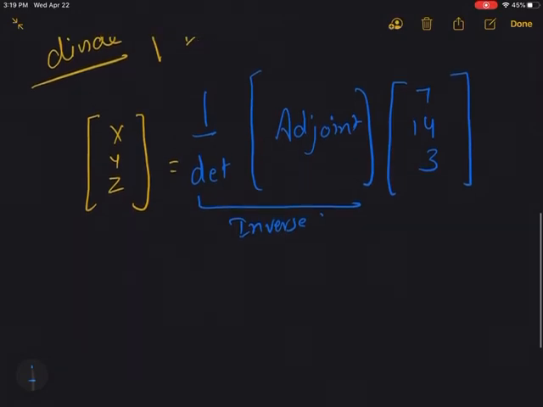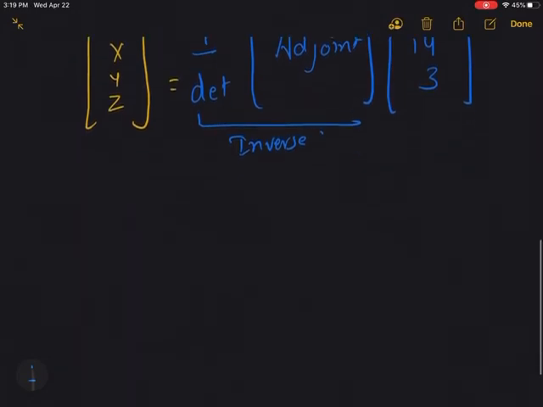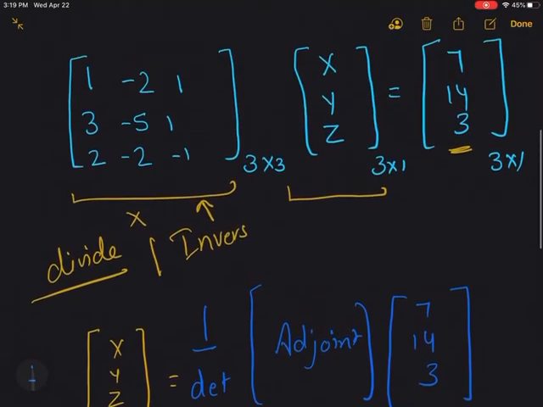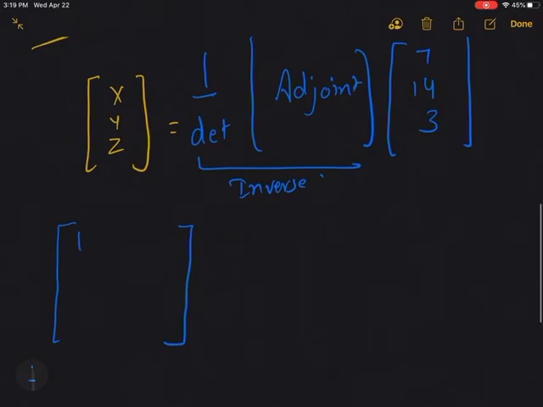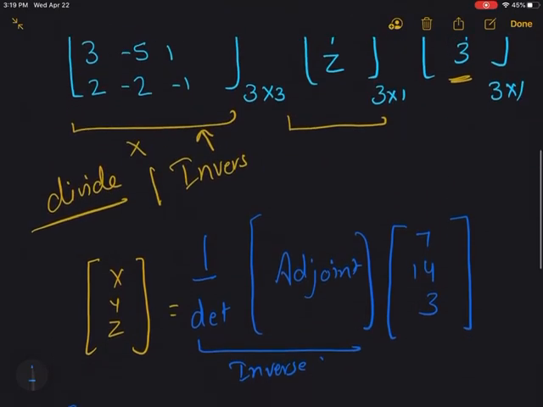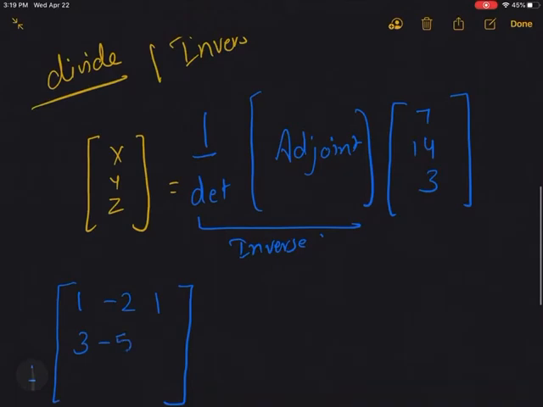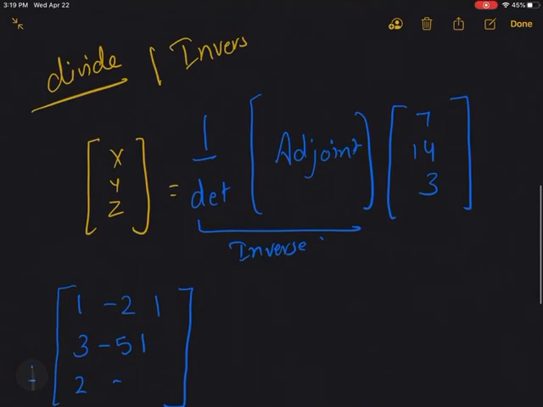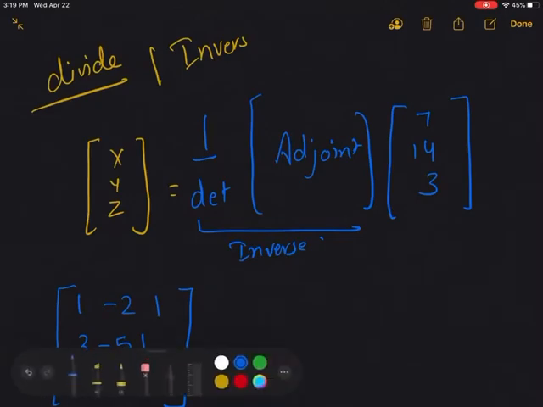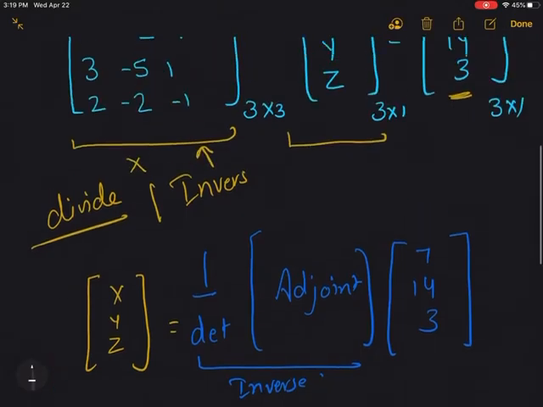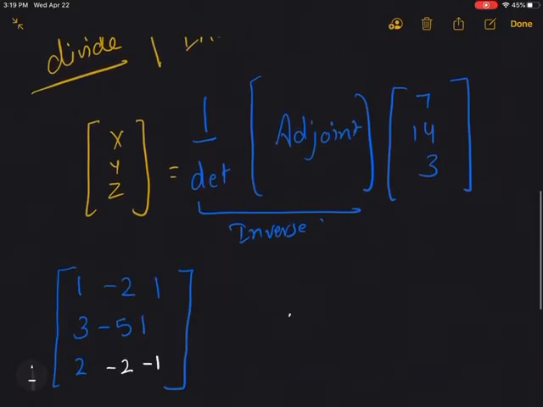So how do we find the adjoint and determinant? I'm going to write that 3 by 3 matrix here so that we can follow all those steps. 1, negative 2, 1. Then I have 3, negative 5, 1. Then I have 2, negative 2, and negative 1. This is my original matrix.